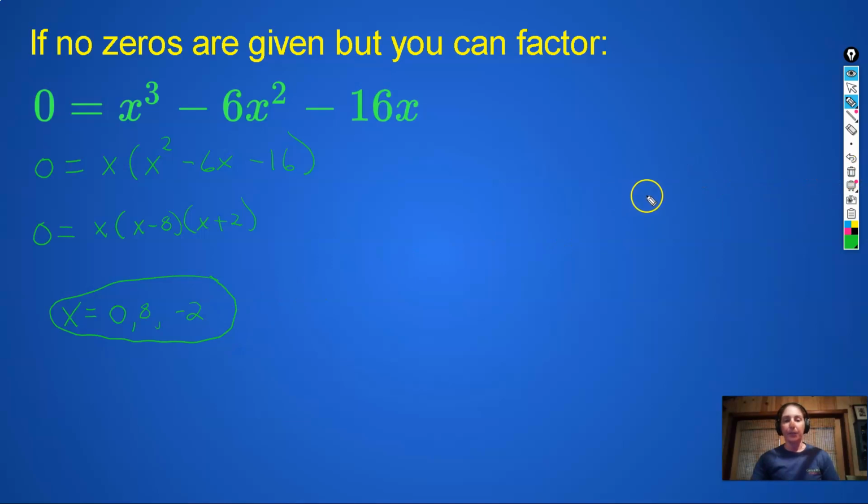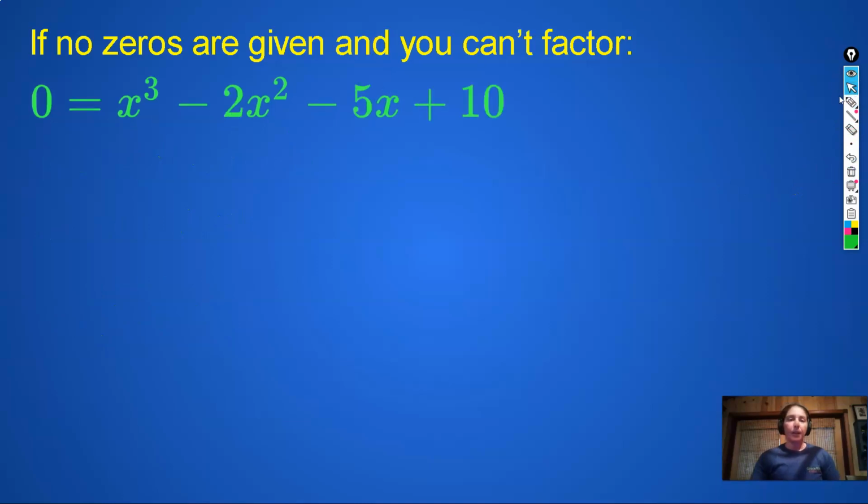So again, in this situation we had no zeros given, but we factored it and figured it out that way. So again, what if there are no zeros given, but now you're like, whoa, I don't know if I can factor that thing. That thing is nuts, right? So you're like, I don't know about this. So what could we do? What's the next strategy that we have at our disposal?